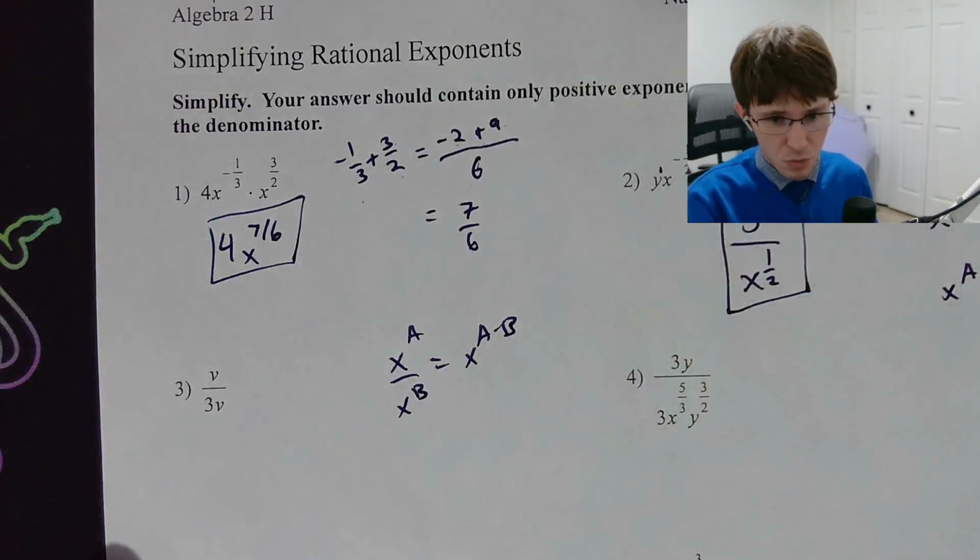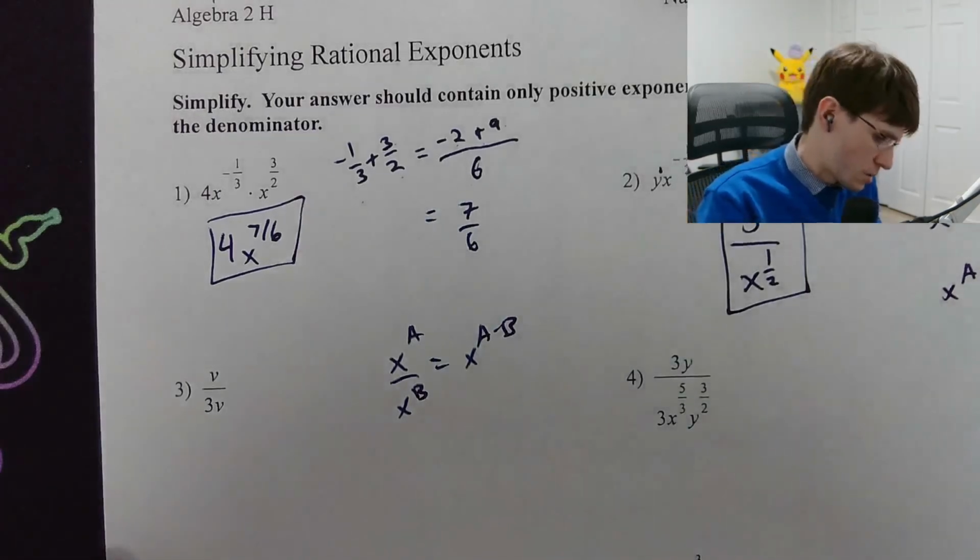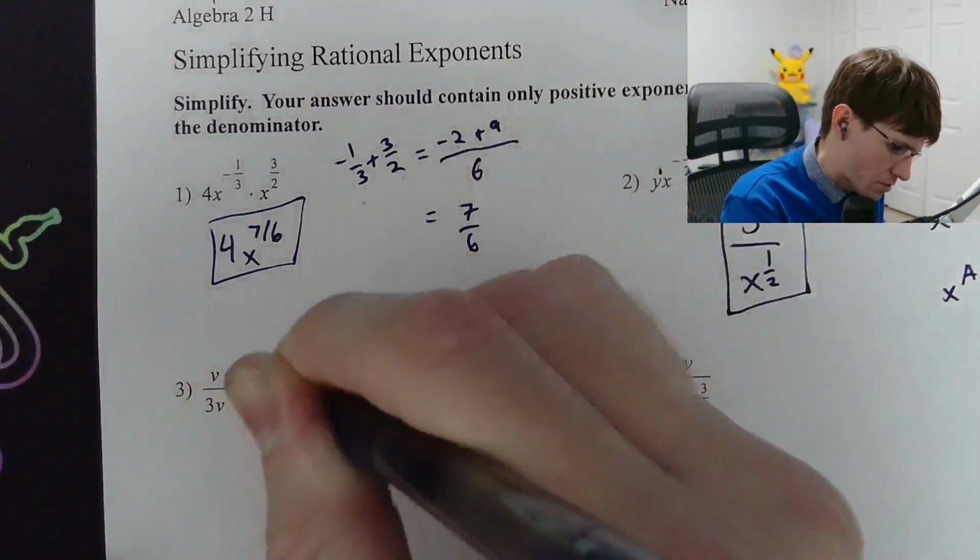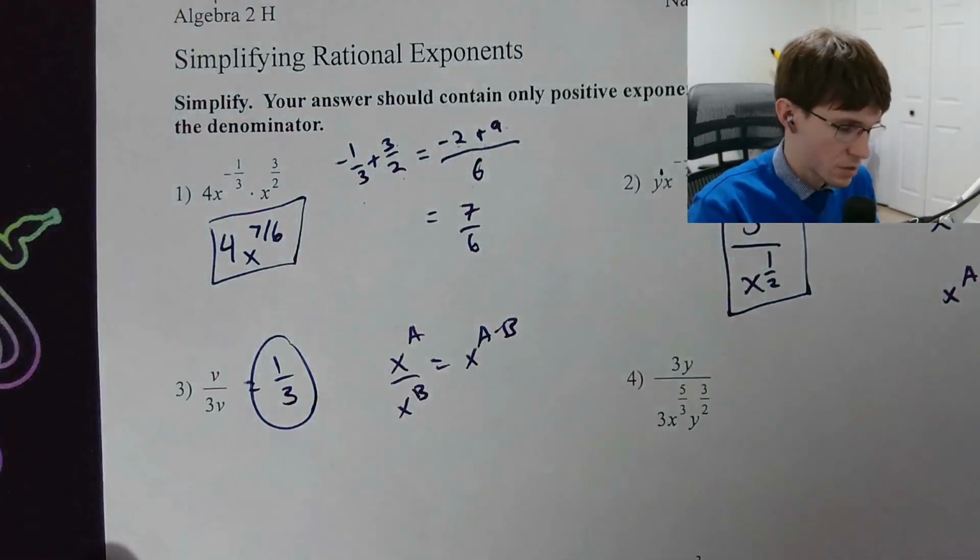You might have also just said, but don't the v's just cancel out? Yeah, sure. You want to call it the v's cancel out? That's fine. Whatever. I don't care. Just say whatever you want. That's a 1/3. Done. Moving on.